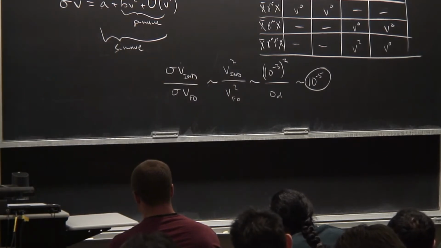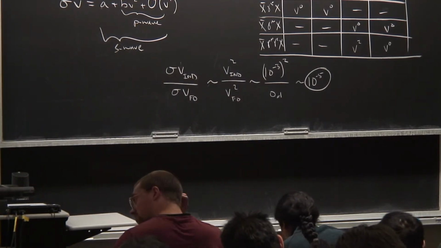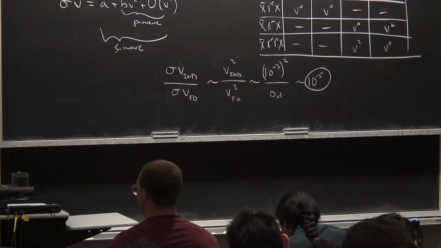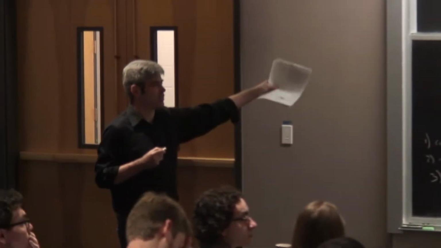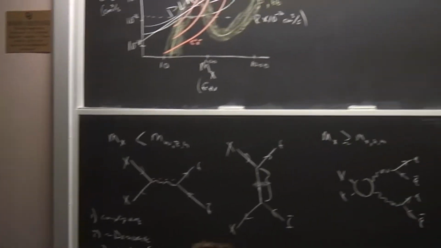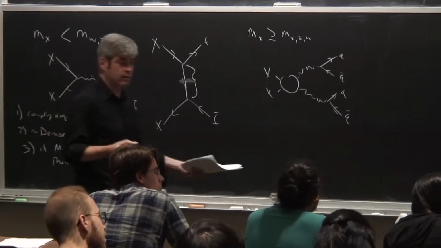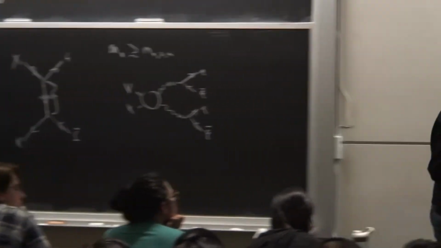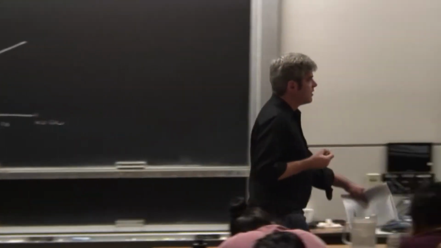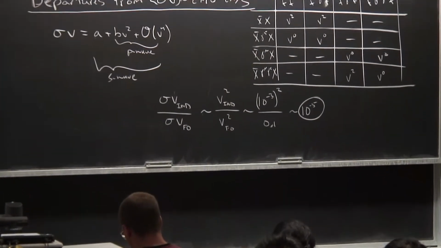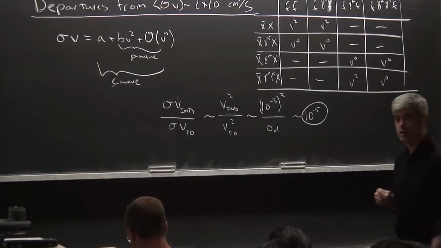So if I just have a P wave relic, I look at this plot, I'm not testing anything, okay? Indirect detection, as it currently stands, is not sensitive to anything in this mass range if it's, strictly speaking, P wave suppressed. Now, if it has a small S-wave piece, or small S-wave amplitude, then this story can change. But a pure P wave amplitude is not particularly strongly constrained at this point.